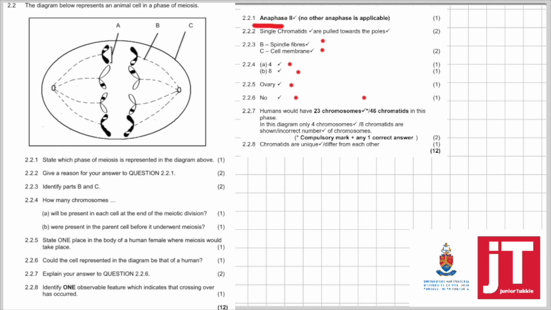Okay. 228. Identify one observable feature which indicates that crossing over has occurred. Can you see the chromatids have different colors? They have different bands of black and white on them. So they are different from each other or they are unique. Okay.